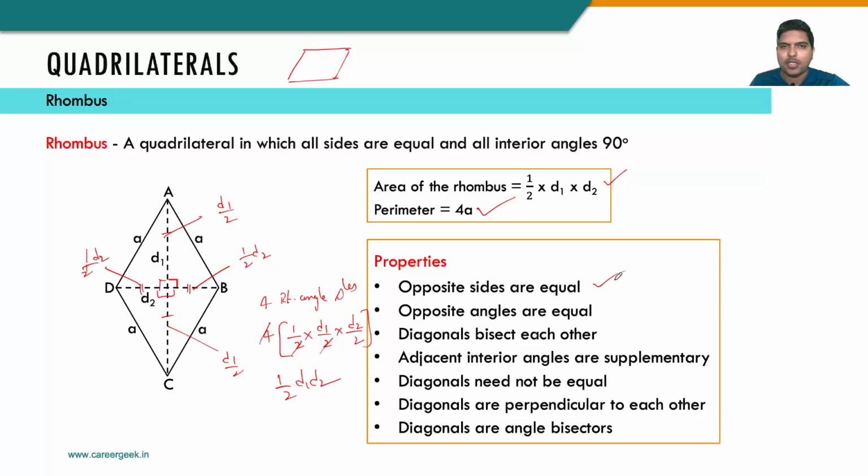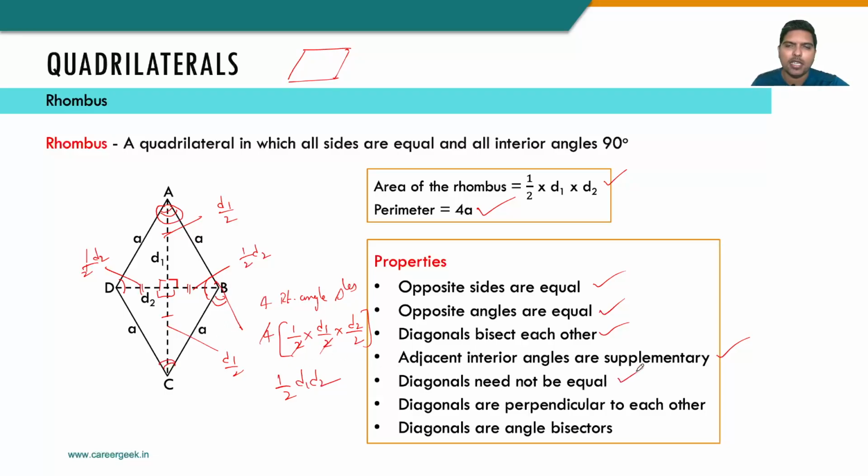Yes, opposite angles are equal. You can see that it is symmetric. Why I took a diamond shape is that I can see that opposite angles are equal, diagonals bisect each other. We have seen adjacent interior angles are supplementary, absolutely, because if I extend this, I can clearly see this angle and this angle are corresponding angles, right? So they add up to 180 degrees.